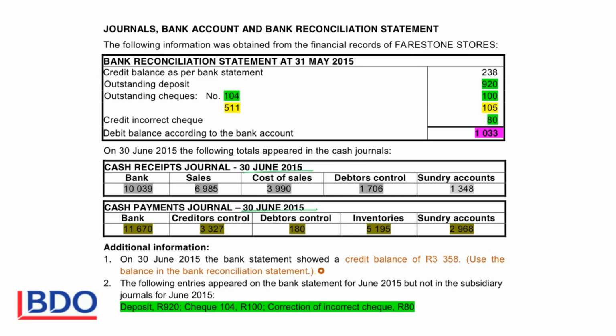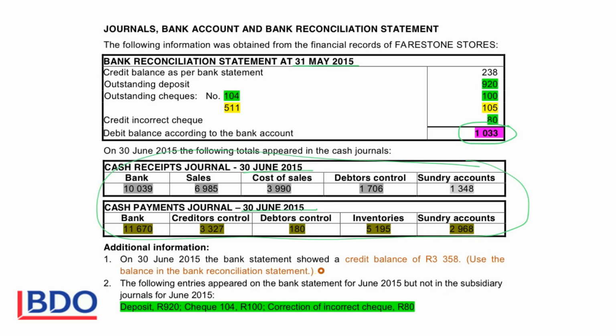The previous bank reconciliation statement on the 31st of May was provided. So the first entry that I must record is the debit balance that's given to us in this bank reconciliation statement at the end of the previous month. So this is the opening balance in my bank account on the 1st of June. Then I will record the totals given to me in the cash receipts and cash payments journal. In the additional cash receipts and cash payments journal, we will start with these totals.